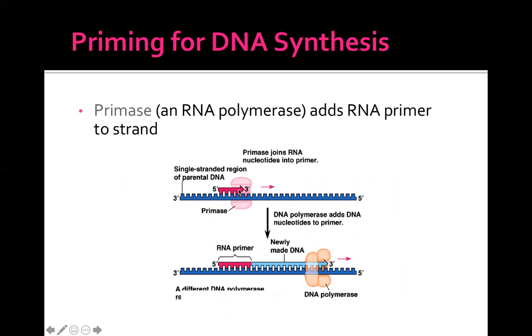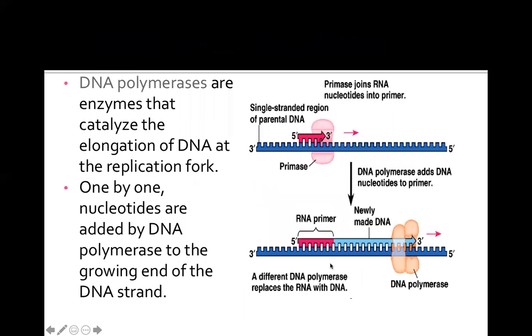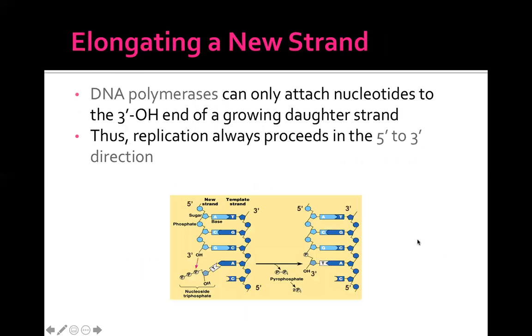Okay, it always goes in a 5' to 3' direction. So I have my RNA primer, and then my DNA polymerase comes on and binds to that and goes along. DNA polymerases are enzymes that catalyze the elongation of DNA at the replication fork. One by one, the nucleotides are added by the polymerase to the growing chain, and they just look, like, oh, here's a T, I'll add an A. Here's a G, I'll add a C. That's all that it does.